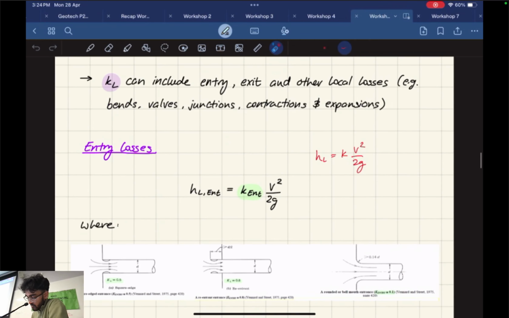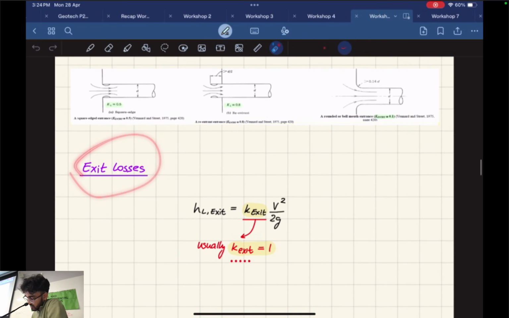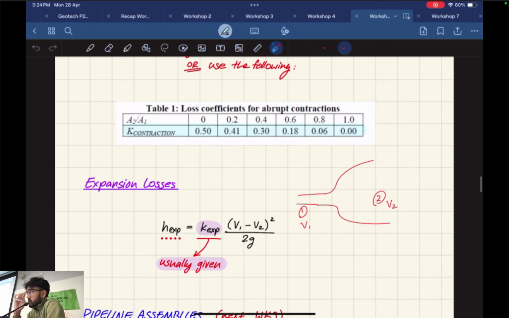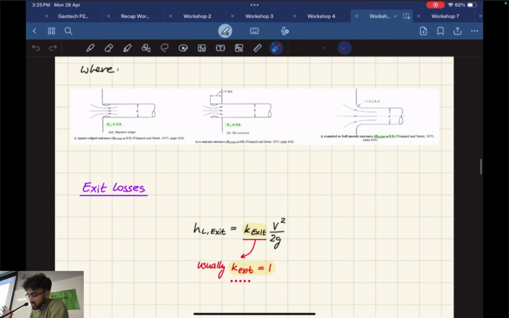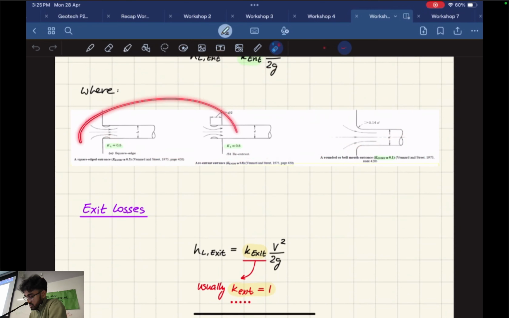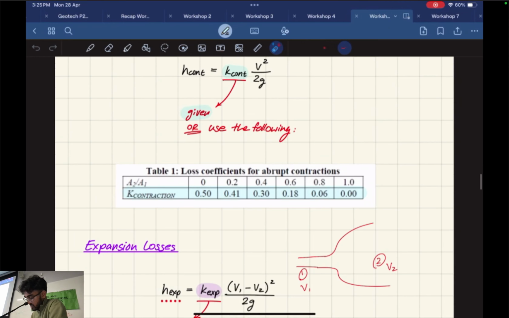Entry losses occur when you have an entry, and exit losses when you have an exit. It's pretty self-explanatory. In literally all cases in your finals, they're going to give you the value of k. Oh, I'm sorry, you're not going to have to find it yourself, because it changes from question to question. You're not going to memorize this table or this table over here. They're just going to give it to you, luckily.